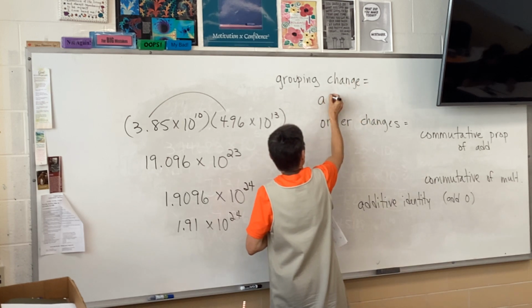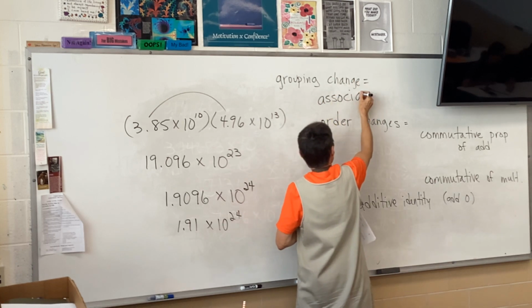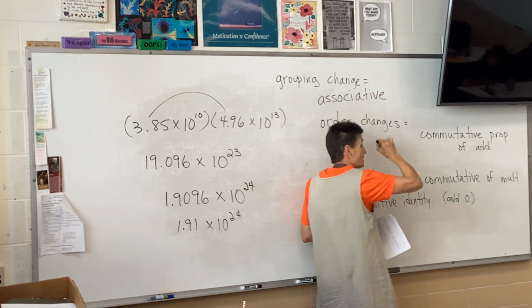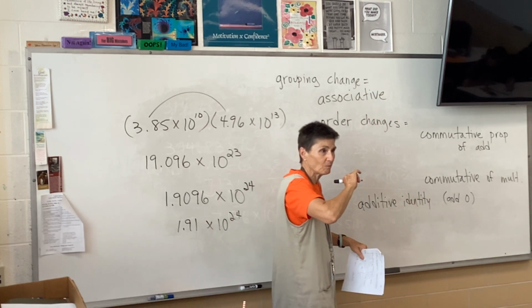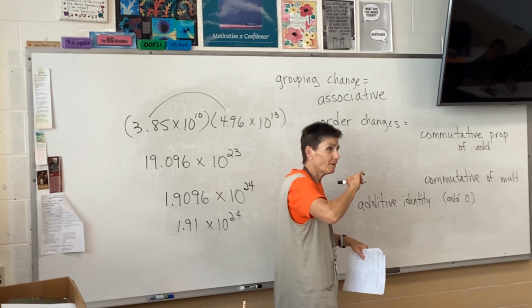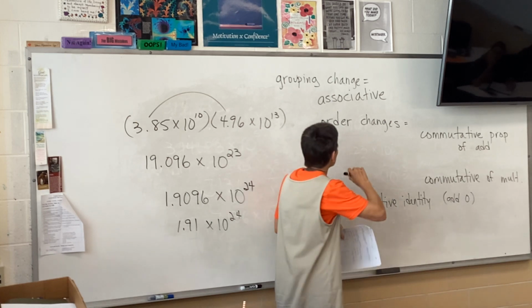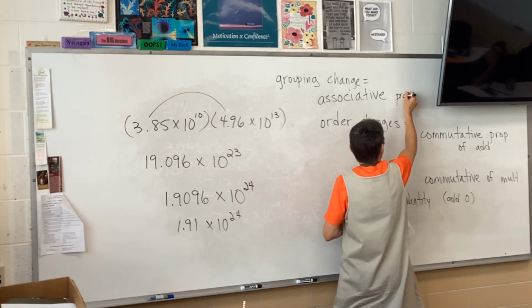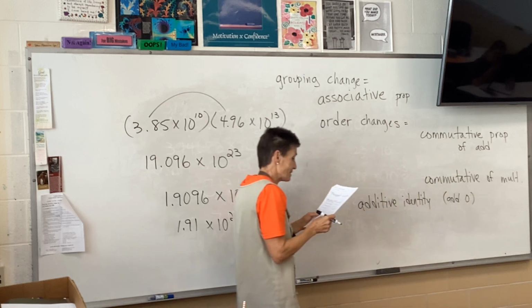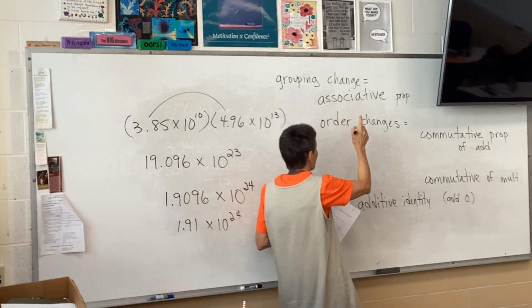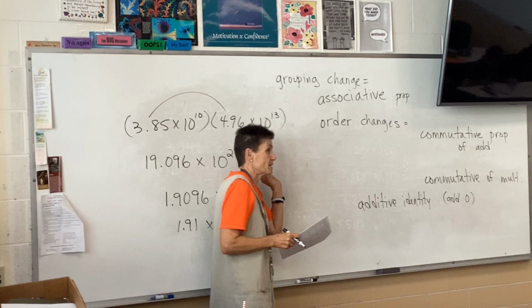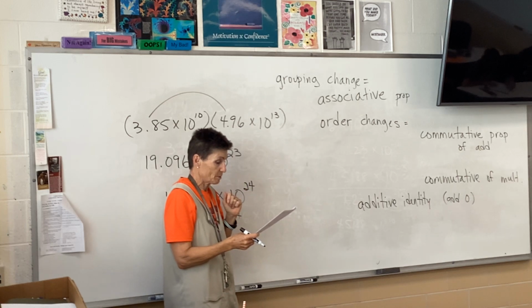How about associative? You guys act like you've never heard these words before. Associative property, have you heard that before? Yeah. Of course you have. The associative property. And since we are multiplying, that one would be for multiplication, the associative property for multiplication.